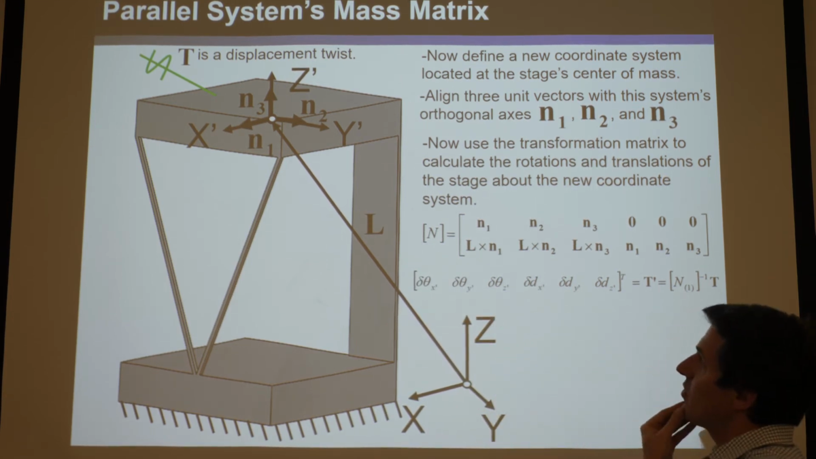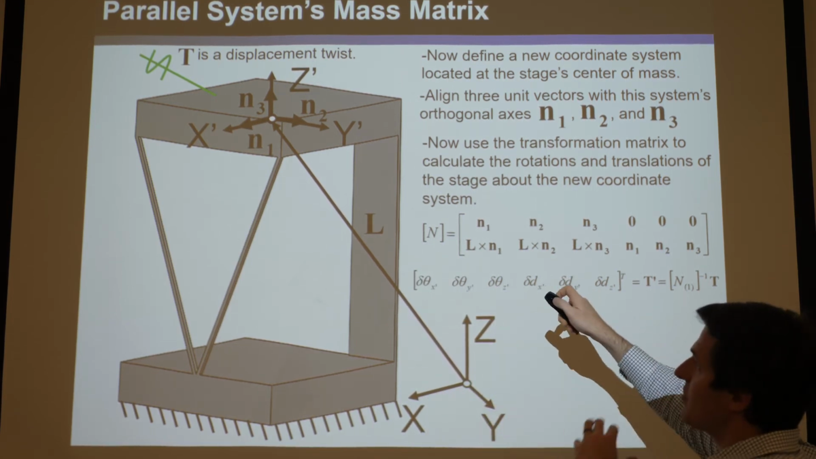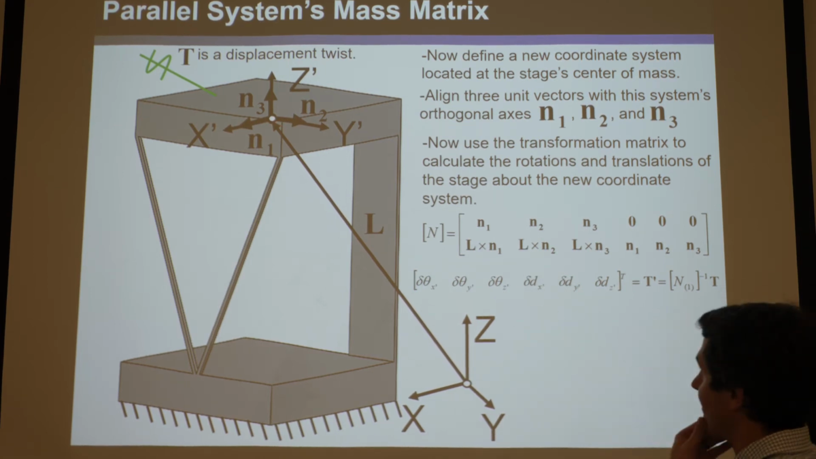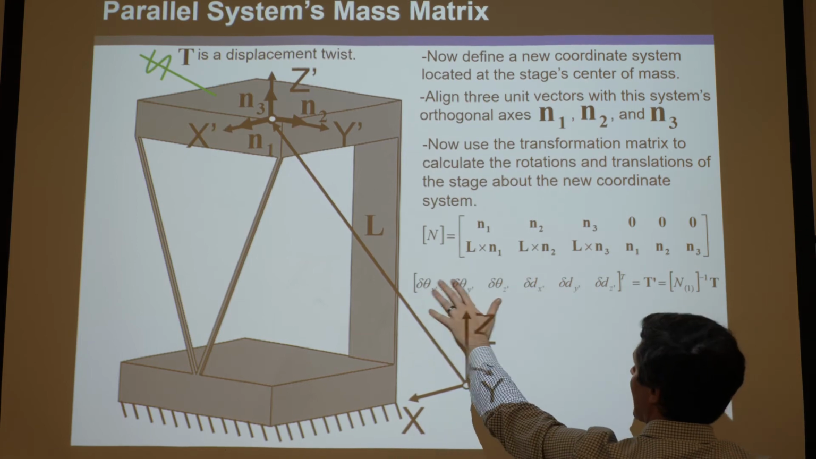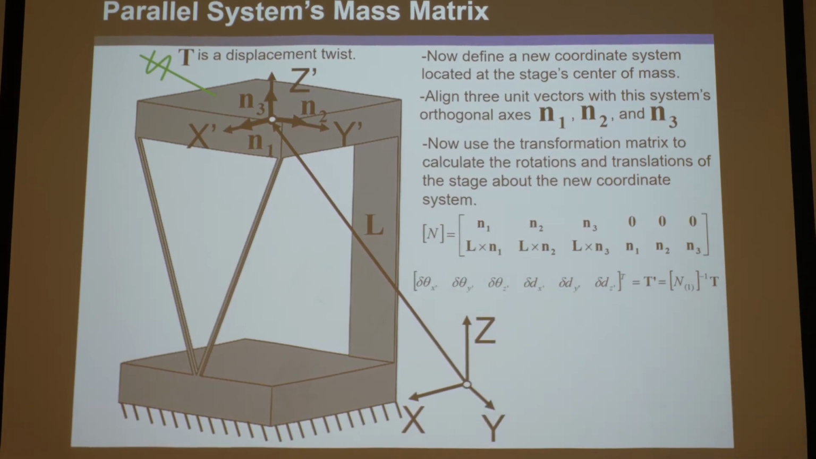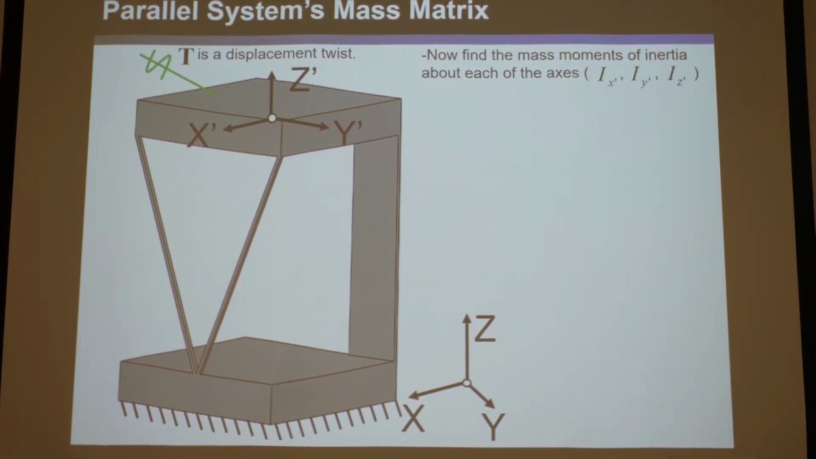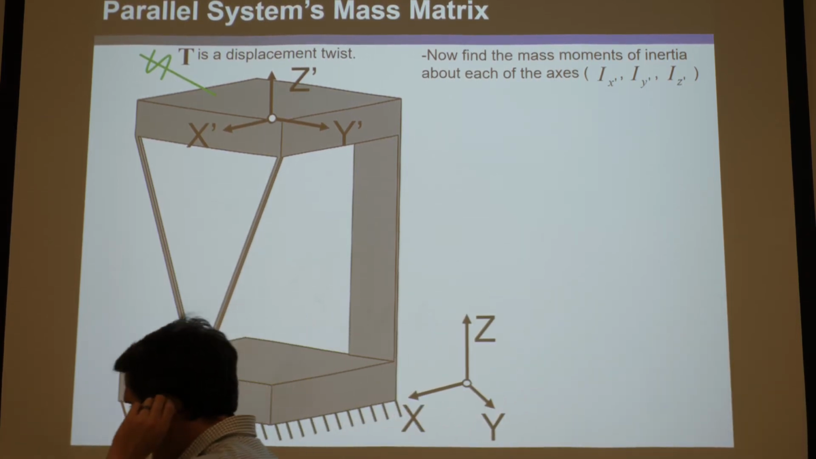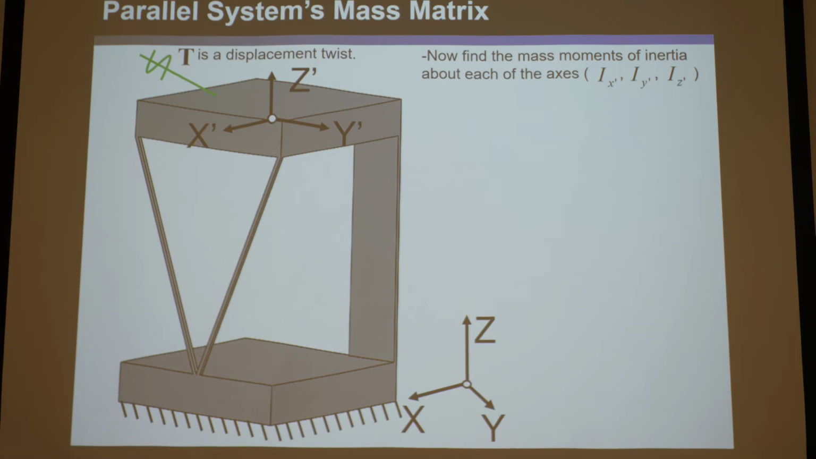Okay? So for that twist, as the stage moves, you now know the three rotations and three translations of that point with respect to the new coordinate system. Okay? So that's what that is. And now you might say, okay, now let's find the mass moments of inertia about those principal axes. Because that's not beyond the scope of this course. We can find those from simple high school math.